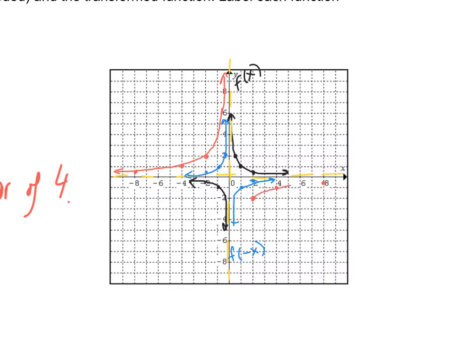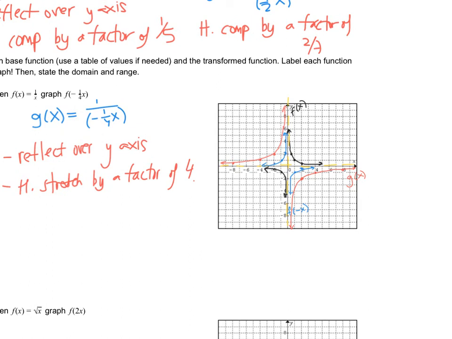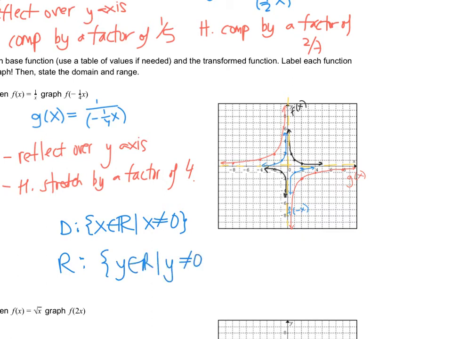And notice that the y-coordinates did not change. I just stretched it away horizontally. And now I'll label this as g of x. Okay, and again, with these stretches, compressions, reflections, the asymptotes did not move. So now I will just write my domain, which is the same as the base function, which is just x cannot equal 0. And my range is that y cannot equal 0. And that's it. Let's try another one.